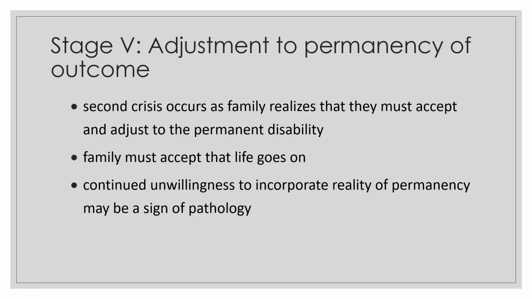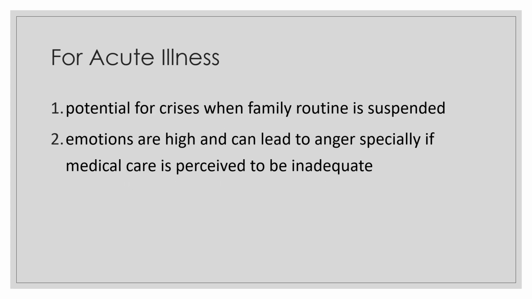Stage 5 is the adjustment to permanency of outcome. So the second crisis occurs as the family realizes that they must accept and adjust to the permanent disability. The family must accept that life goes on. Continued unwillingness to incorporate the reality of permanency may be a sign of pathology.